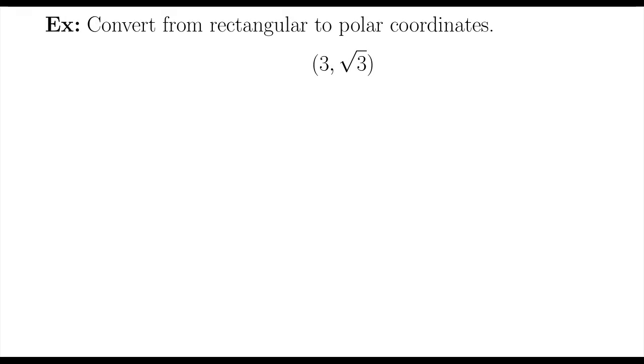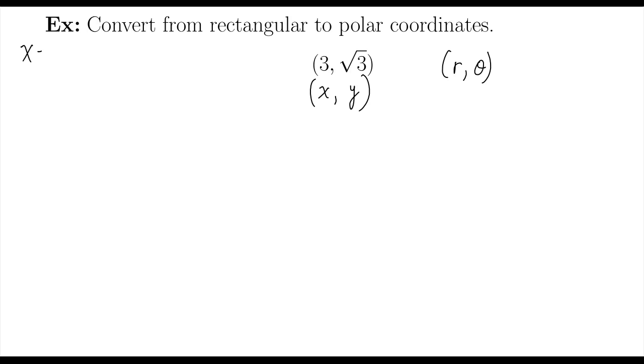Okay, let's convert this rectangular coordinate point to a polar coordinate point. If it's in rectangular, that means I'm given an x and a y, and I want to convert this to radius and an angle, r and theta. So what I'm going to do is use the formulas that I'm given. Let me write them down.